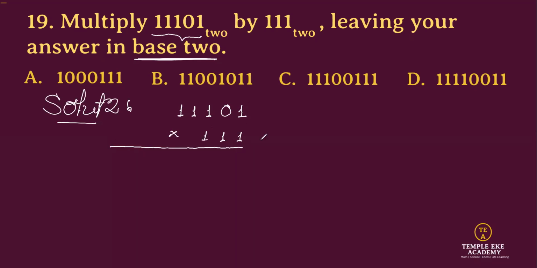Let's start from the digit on the far right-hand side. 1 times 1 gives us 1. These numbers are written to base 2, which means at the end there must be no digits up to 2 in the result. So 1 times 1 is 1. 1 times 0 gives us 0. 1 times 1 gives 1. 1 times the next one gives 1. 1 times the last one gives us 1.